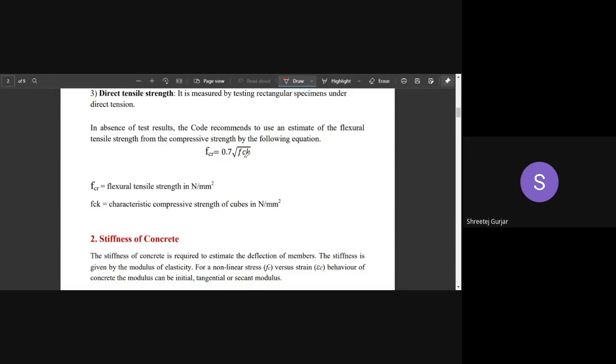FCK is your characteristic compressive strength of cube in Newton per mm squared. Newton per mm squared is the unit, and your flexural tensile strength will also be given in Newton per mm squared. So you can use this formula in absence of your test results. So this was regarding the strength of your concrete. The first property which we studied was strength of concrete.